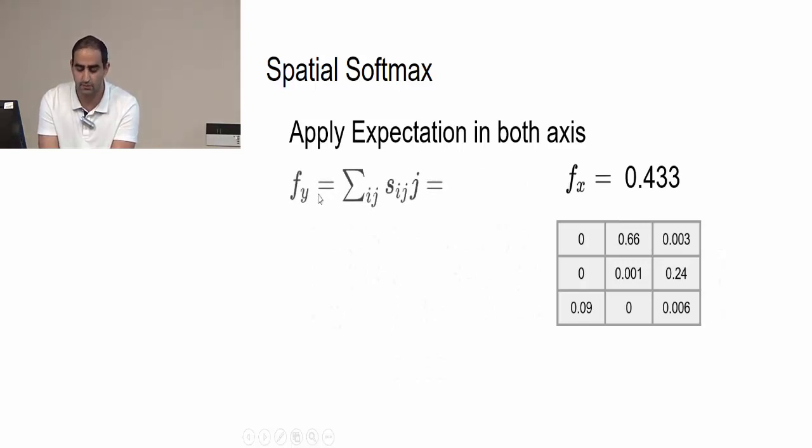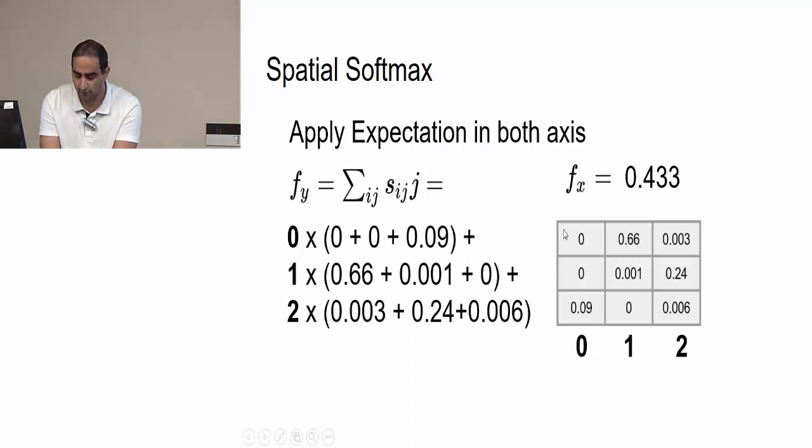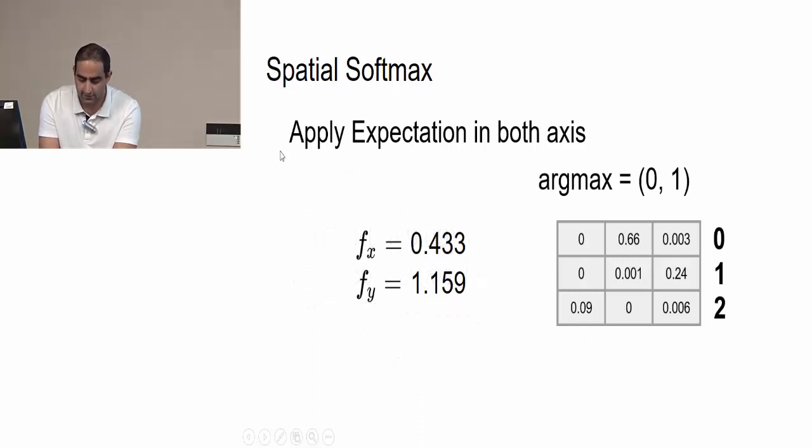And then again we do the same thing in the y-axis. Here we have column 0, column 1, column 2. And we multiply these elements by their column number, and it gives us a number. And this is the output of our spatial softmax. As you can see, these numbers are close to argmax, because our maximum is here and the next maximum is here. You can see that fx is 0.433, which is between 0 and 1. And fy is 1.159, which is between 1 and 2, because our maximum is in column 1 and the next maximum is in column 2.